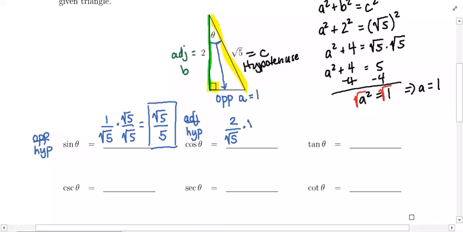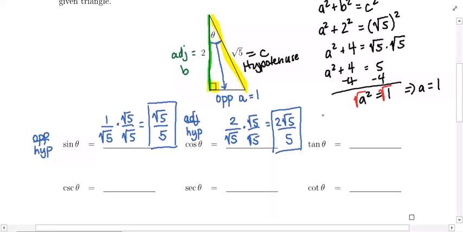Okay, but we do need to rationalize. So let's take this value and multiply by the square root of 5 over the square root of 5, and then multiply across the top and the bottom. So we're going to get 2 square root of 5 over 5. Okay, that's the cosine of theta.